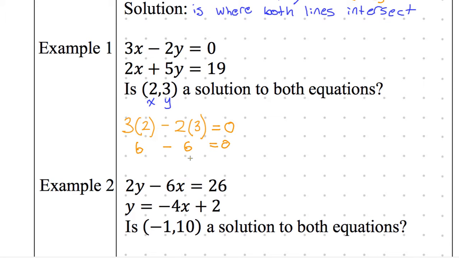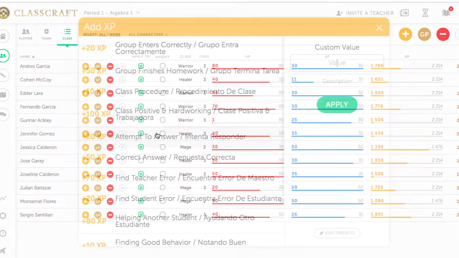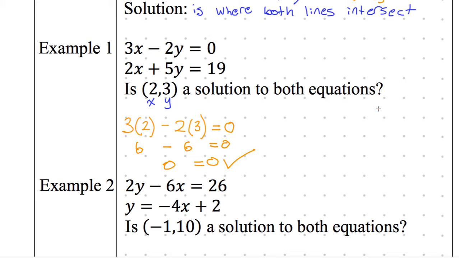Does 6 minus 6 indeed equal 0? Yeah. All right, so we can say 0 does indeed equal 0. Give it a giant check mark. Yes, that did work. Thank you, Jessica. You can turn in your card. All right, I need another volunteer. Help me out with my next equation.